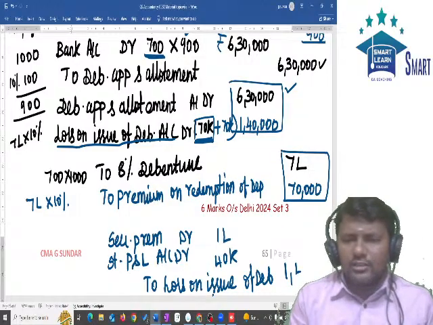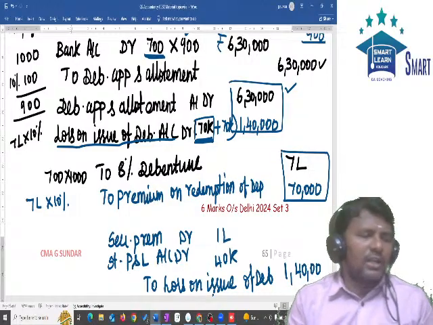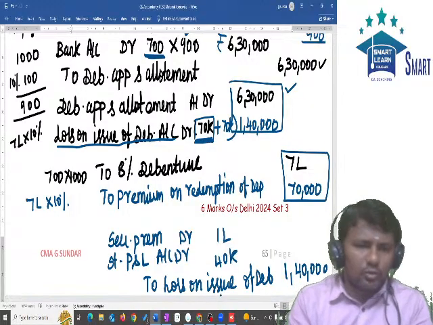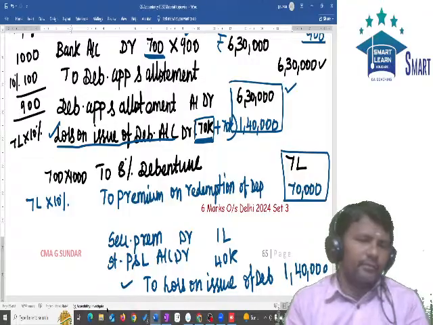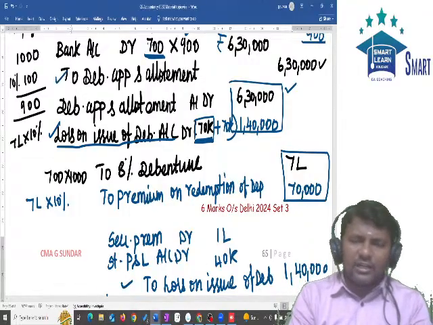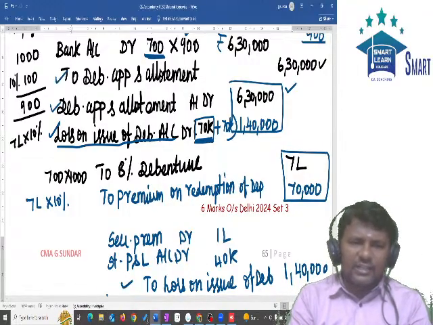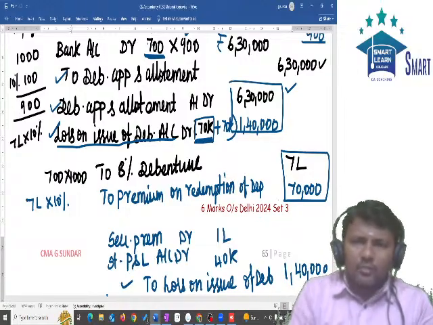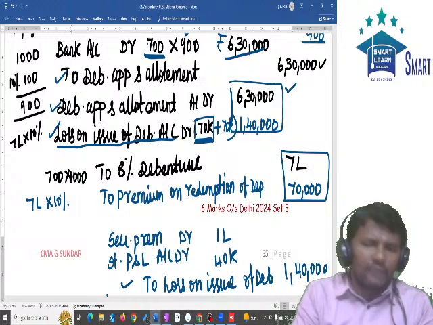So total loss on issue of debenture should be credited with 1 lakh and 40,000. So debit 1 lakh 40, credit 1 lakh 40. So loss on issue of debenture account tallied. Debenture application and allotment first entry is credited. In the next entry, debenture application and allotment gets debited. Both entries got tallied.